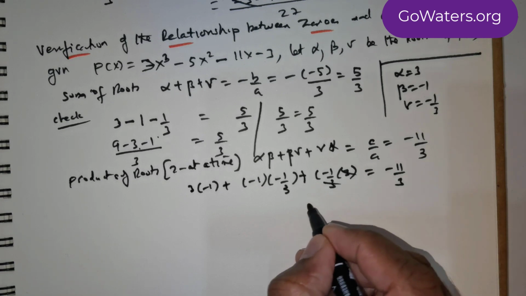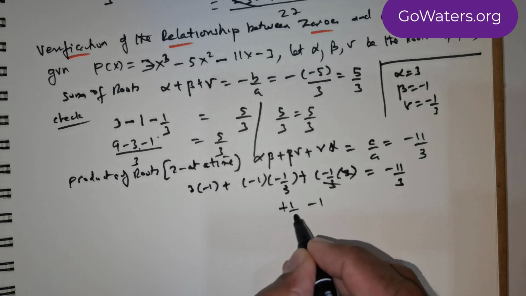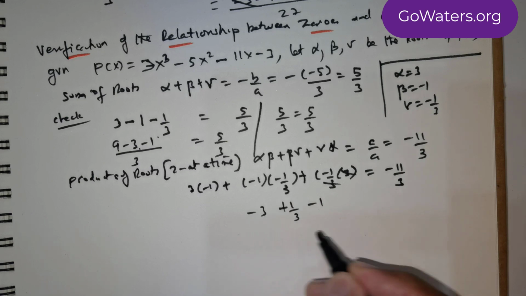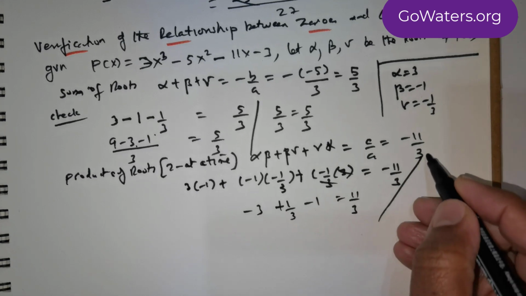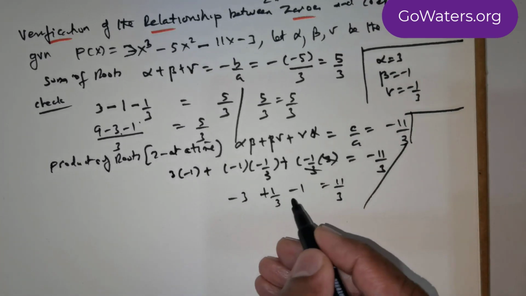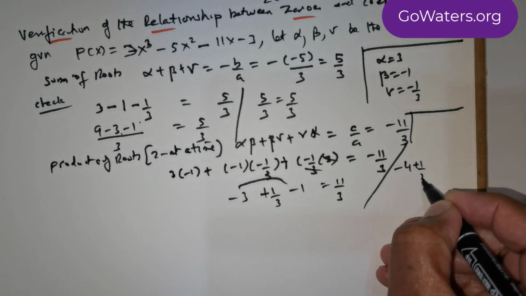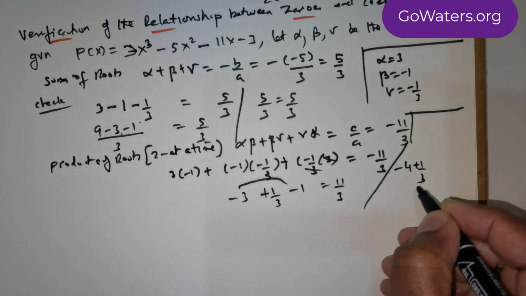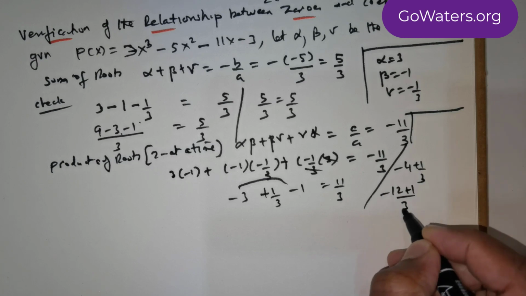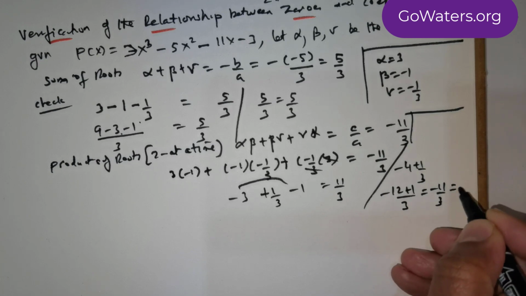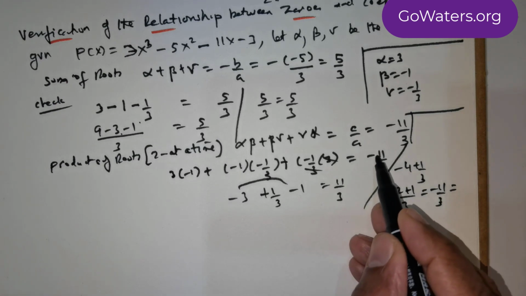Now this and this gets cancelled. I get negative 1. This is going to give me positive 1 over 3, and this should produce negative 11 over 3. Let me use this part of the page. Now this can be added, giving me negative 4 added with 1 over 3, right? So 4 times 3 is 12 with a negative sign, added with 1 divided by 3, which is negative 11 over 3, which is indeed equal to my negative 11 over 3.